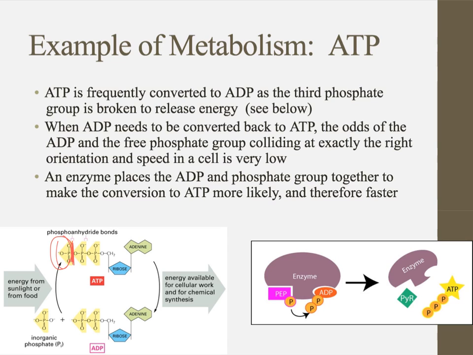Eventually what's going to happen is you're going to eat something and your cells are going to undergo cellular respiration, and they're going to use some of that energy from your food to reestablish this bond, to put these two back together. Well, the odds of this and this just randomly running into each other with enough force to actually recreate that bond are very low. So what your cells do is they use an enzyme. They bring this phosphate group and ADP together and orient them in such a way that they're able to rejoin, that reaction is able to take place, and it happens a lot faster.